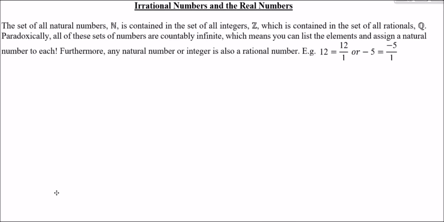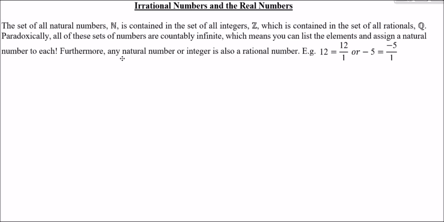So, irrational numbers and the real numbers. Final piece of the puzzle. The set of all natural numbers, which is a big double struck N, is contained in the set of all integers Z, which is contained in the set of all rationals Q. So paradoxically, all of these sets of numbers are countably infinite, which means that hypothetically you could list the elements and assign a natural number to each.